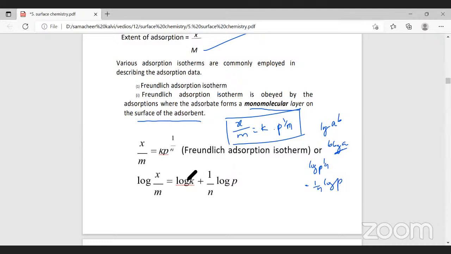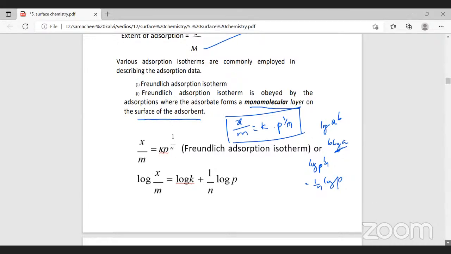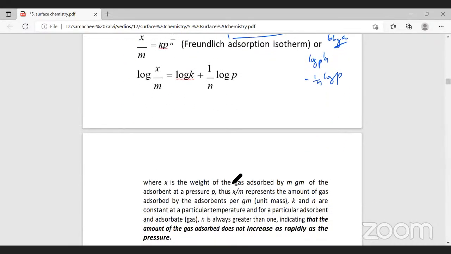Log X by M is equal to log K plus 1 by N log P, where X is the weight of the gas adsorbed by M gram of the adsorbent. In simple words, X is the mass of adsorbate and M is the mass of adsorbent. P is the pressure. Thus, X by M represents the amount of gas adsorbed by the adsorbent per unit mass.